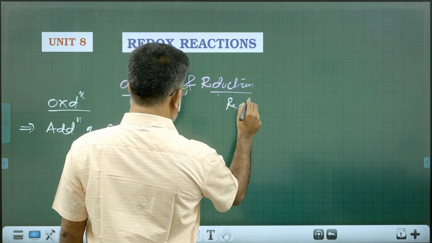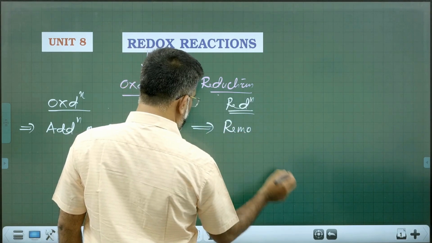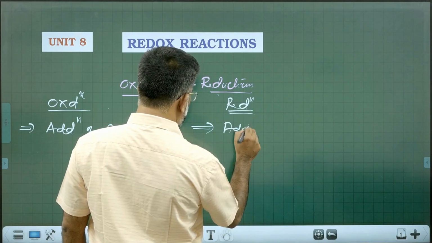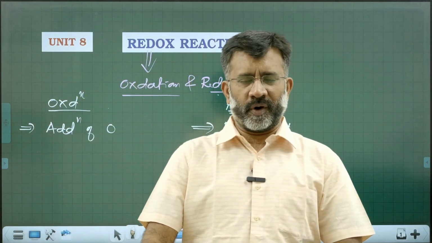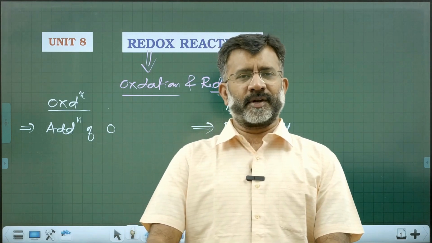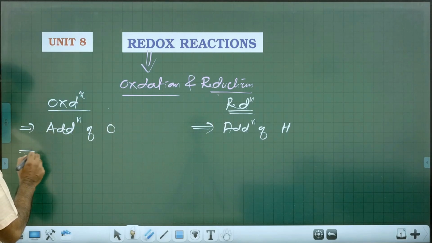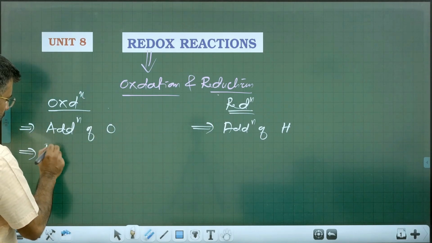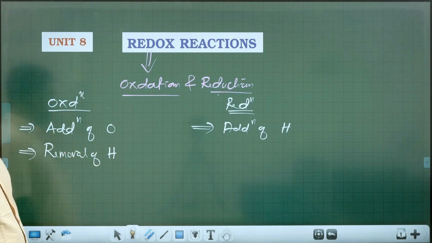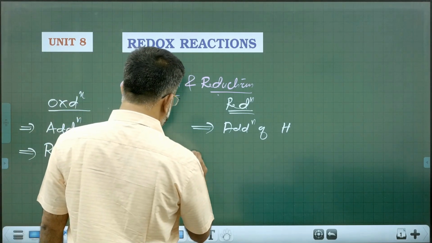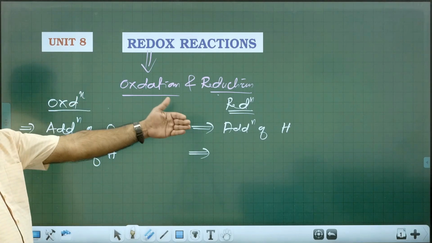Meanwhile, what is reduction? It is removal of oxygen, or we can say addition of hydrogen. Addition of hydrogen is called reduction. So addition of oxygen is called oxidation, addition of hydrogen is called reduction. Or we can have other traditional approaches. Addition of oxygen is oxidation, while removal of hydrogen is also called oxidation. So what about reduction? Reduction is just the opposite.